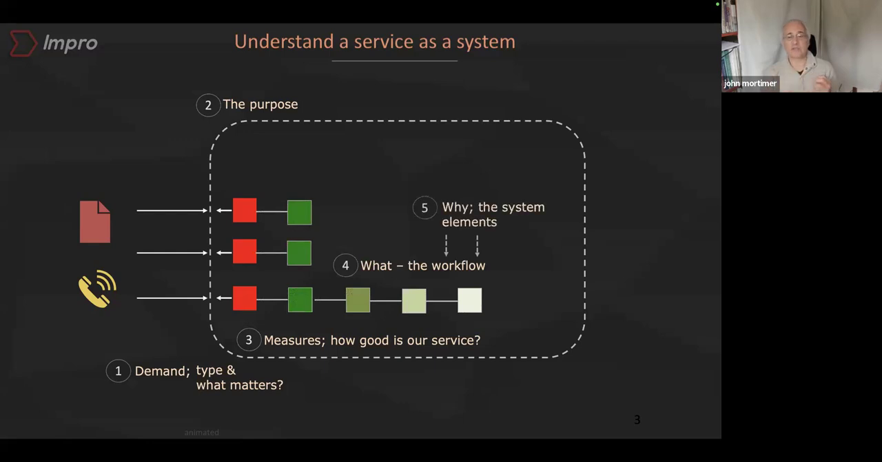The fifth element is we're going to ask ourselves why we designed it this way. Don't forget, this is still the current system. We're not going to change anything. We're just going to do an understand phase where we go into the work and understand these things. And I'm going to show you an example of one that I did some time ago. But number 5 is, why did we design it this way?